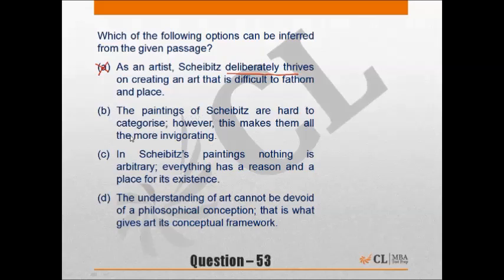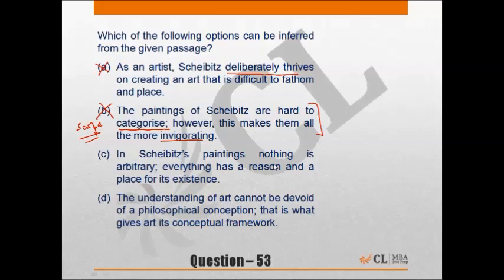Choice B, the paintings are hard to categorize. The categorization never came in the passage. However, this makes them all the more invigorating. This is out of scope. It is not discussing what the passage is about. So this choice is incorrect because it is out of scope.